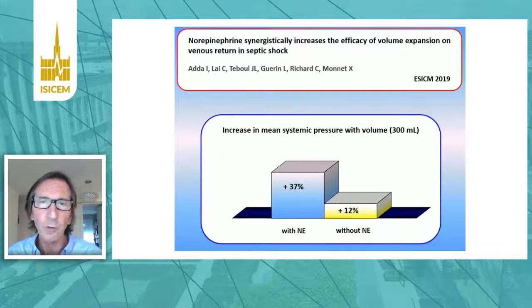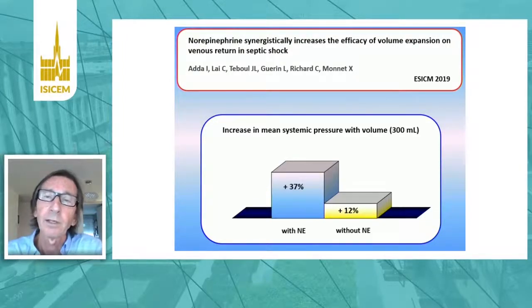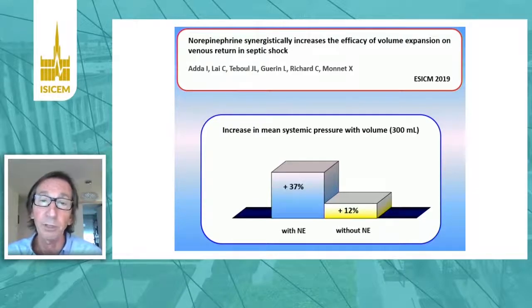And this is what we addressed in a recent study, which is presented here as an abstract, and it was presented at the ISICEM meeting last year. We gave volume to patients with septic shock, and we estimated the mean systemic pressure using the occlusion maneuvers in patients receiving mechanical ventilation. And we observed that this increase in mean systemic pressure was larger in patients when they received norepinephrine than when they did not receive norepinephrine. So again, a synergistic effect on the mean systemic pressure of fluid plus norepinephrine.